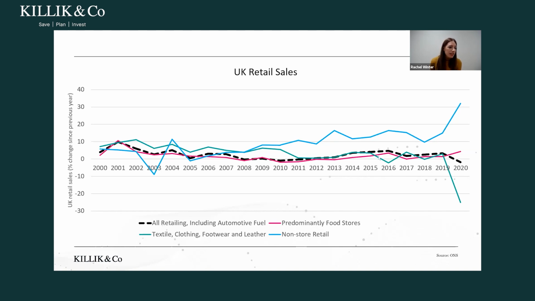So the green line is the amount that people have been spending on clothes. And you can see that's absolutely fallen off a cliff over the last year. No one's going out, no one's allowed to do anything. Therefore, the amount that we've been spending on clothes has really, really declined.